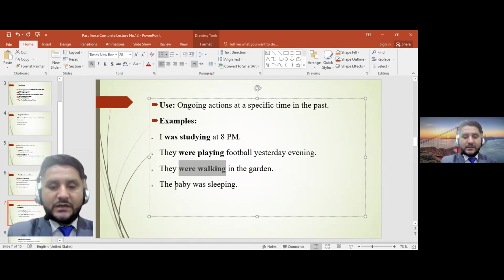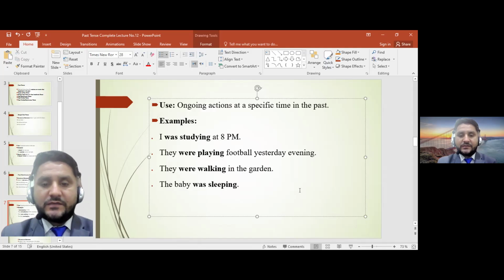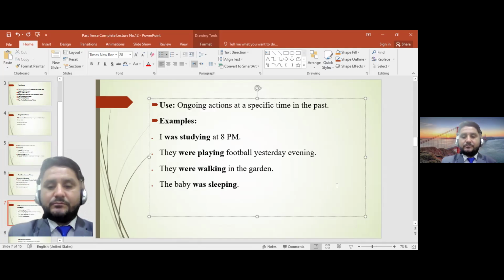They refer to past continuous, and they highlight the specific situation, like if something happened in the past, those actions were in the past and continued at a specific time.